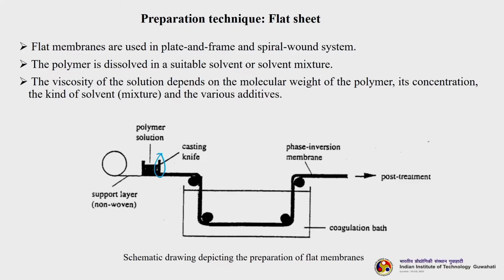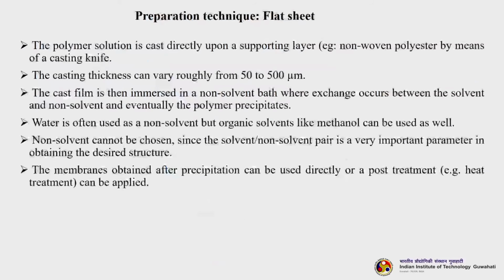Okay. And then after that, after it is cleaned and comes out of the coagulation bath, we will have to go for different post treatments before we get a dry membrane. So, the polymer solution is cast directly on a supporting layer, and a casting knife will help in deciding the thickness of the membrane.